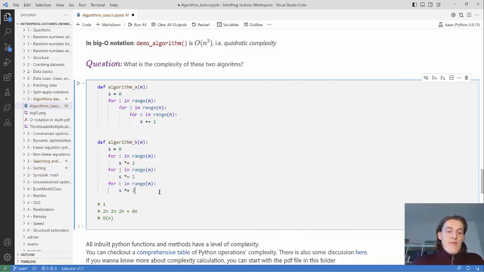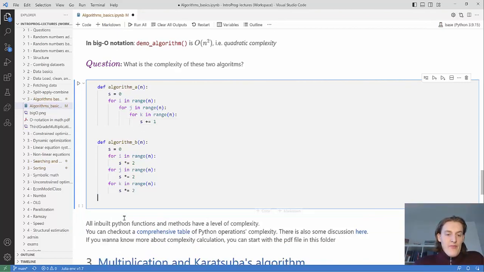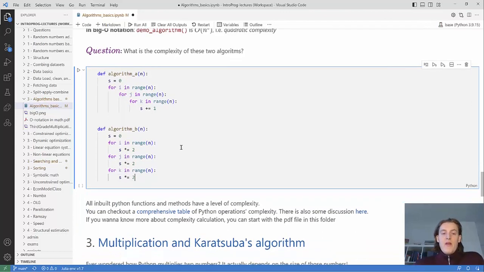So you can see that this algorithm has a lower order of complexity than this algorithm, even though you could be fooled into thinking that it's the same, because you have 3 loops here and you have 3 loops here, and then you have one assignment or augmentation operation. But because these are nested loops, in reality Python will end up doing a lot more operations. So that's the answer.